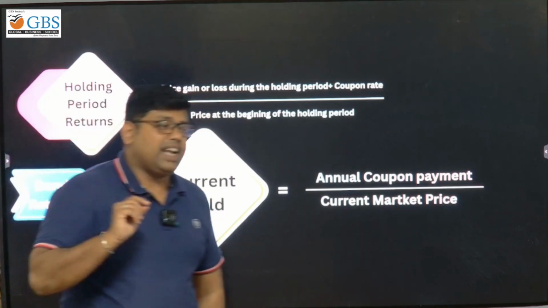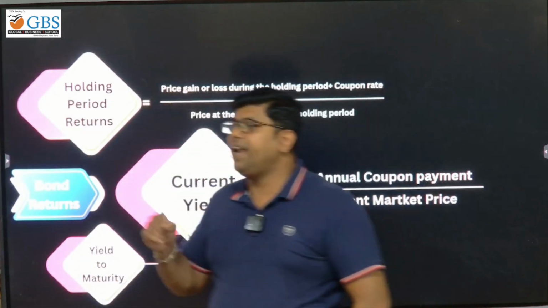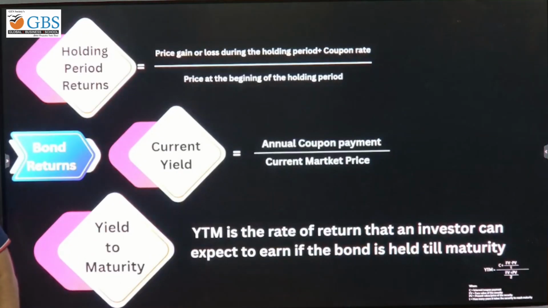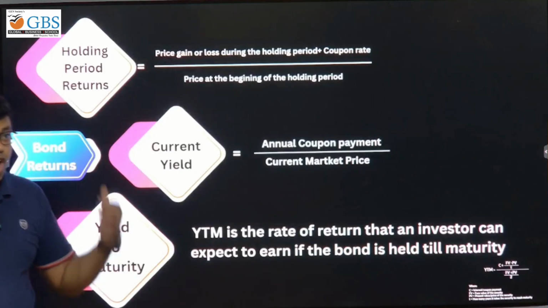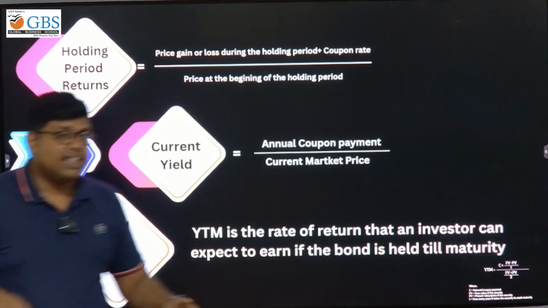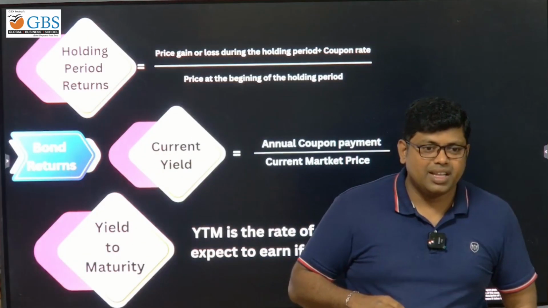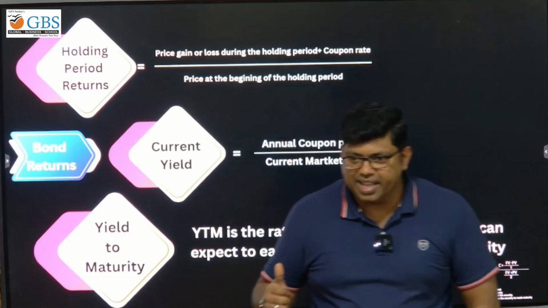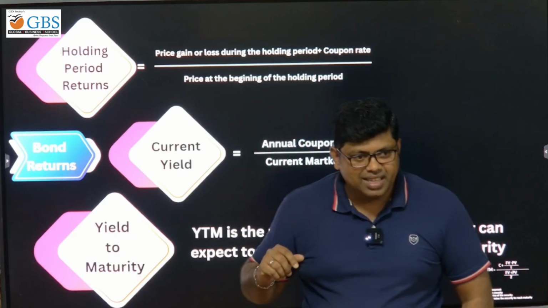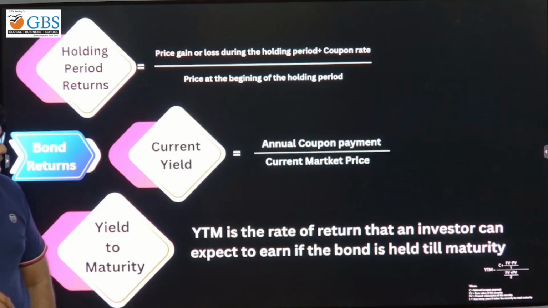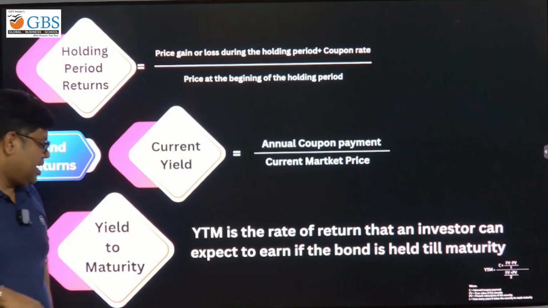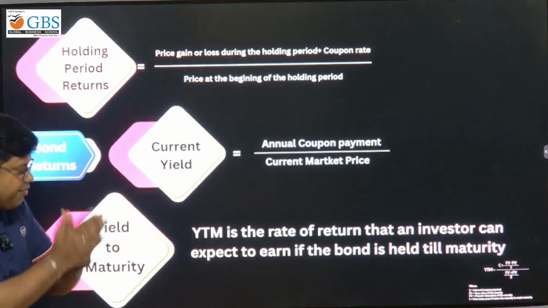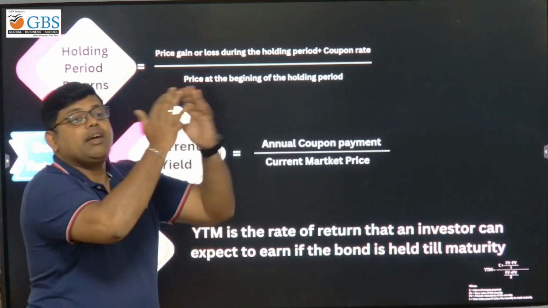Now we are going to understand a very, very important concept, YTM. What is that? Yield to maturity. See, all these three are different, and there may be a question in the interview. What do you mean by YTM? What do you mean by holding period return? What do you mean by current yield? YTM, that is yield to maturity, is the rate of return that an investor can expect to earn if the bond is held till maturity.